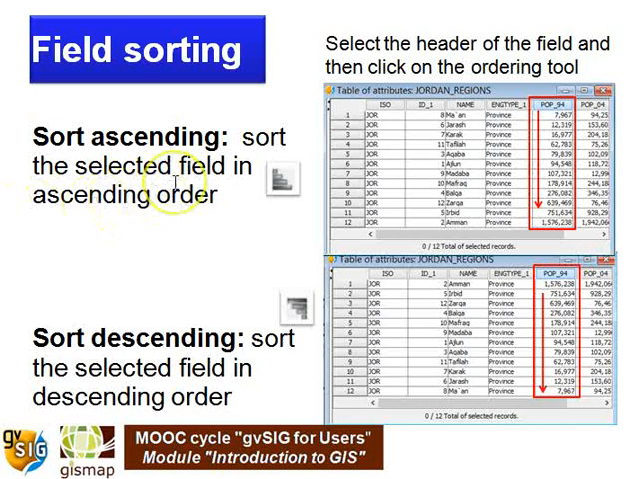Some basic tools: field sorting, ascending or descending. I select the header, you see the color will be highlighted. Then I click on one or the other, and the records will be sorted in ascending or descending order.